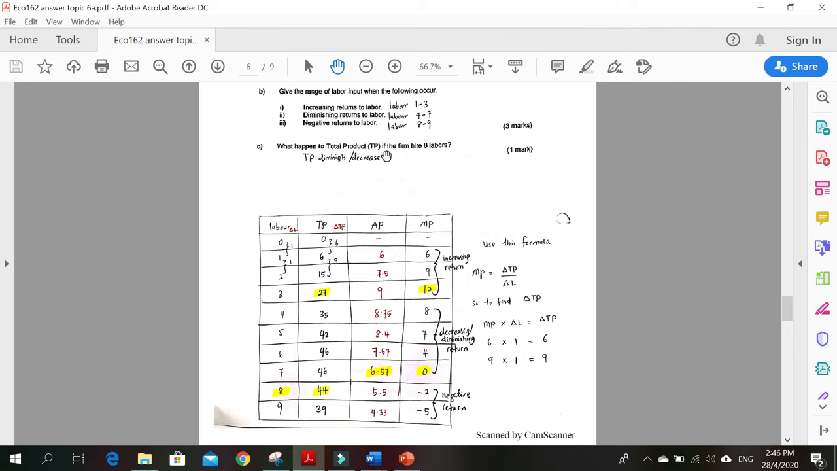What happened to the total product if the firm hired 8 labor? Cuba tengok masa labor 8. What happened to total product? The value is 44. And here, dia tak nak what is the value of total product tau. Dia kata what happened to the total product. You compare with the value before. Before, total product is 46. Now, total product is 44. So, what does it mean? Total product diminish ataupun decrease.